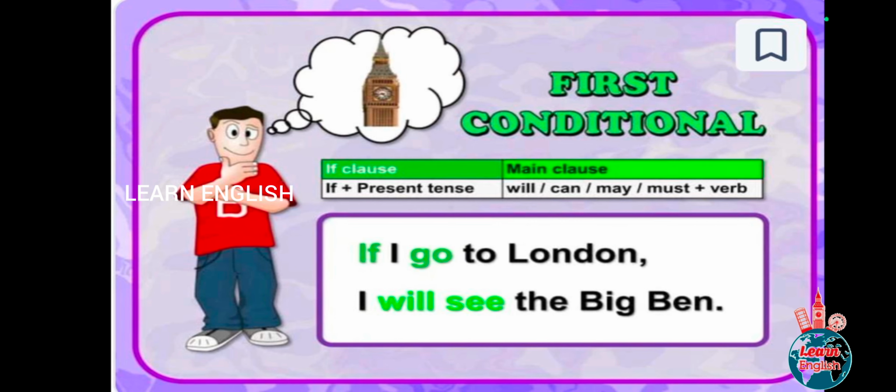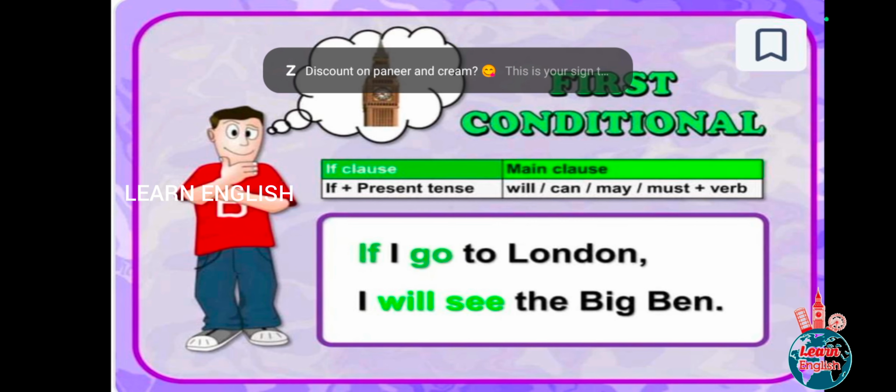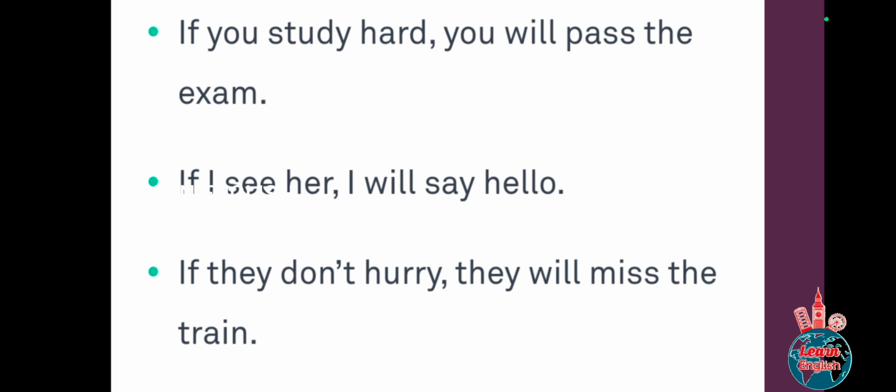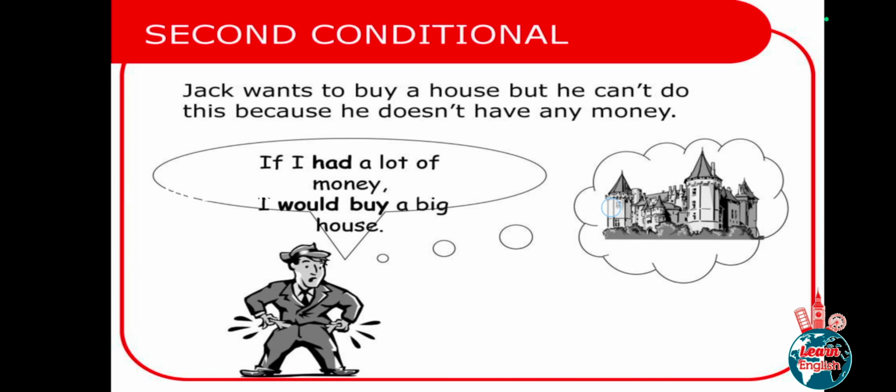Some other examples. If I go to London, I will see Big Ben. If you study hard, you will pass the exam. If I see her, I will say hello. If they don't hurry, they will miss the train.